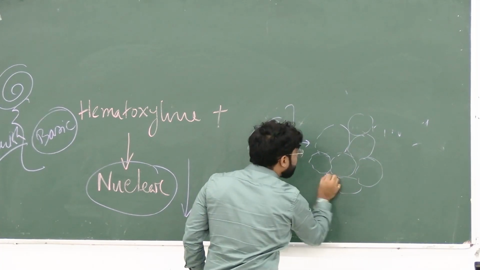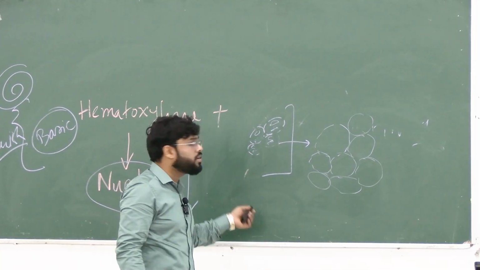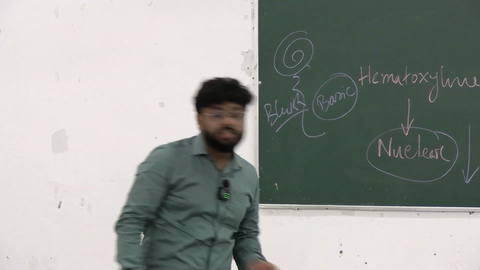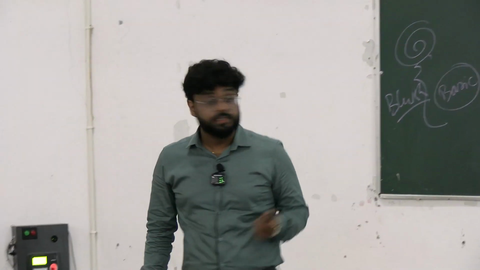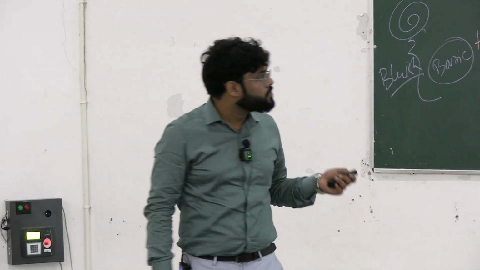A group of cells seen, they are all dead cells, and normal histology cannot be appreciated in these dead cells, but the architecture of the dead cells is maintained. This is known as tombstone appearance. Tombstone appearance.